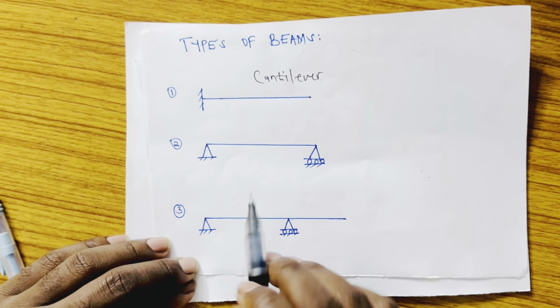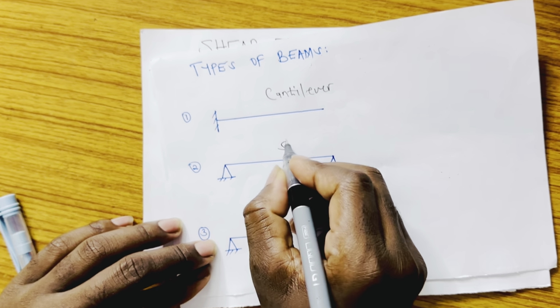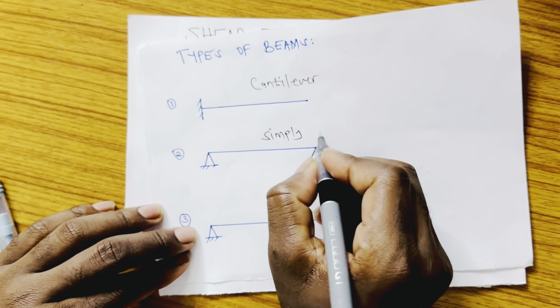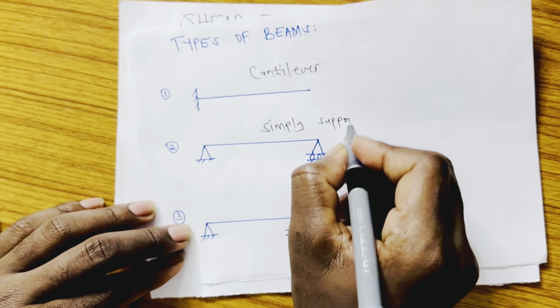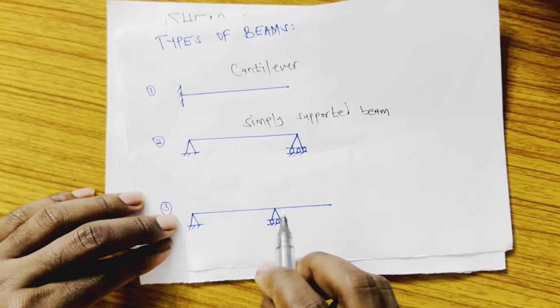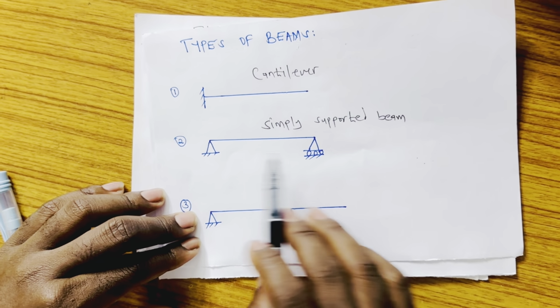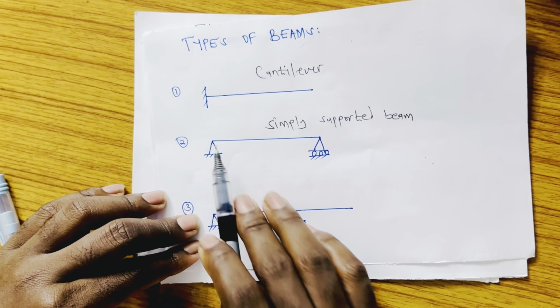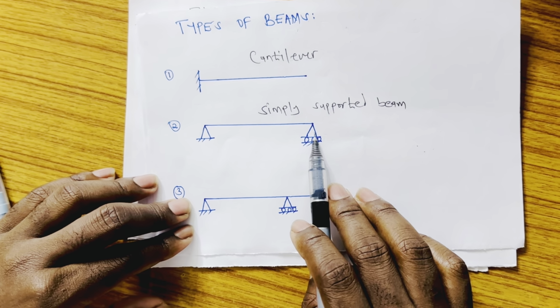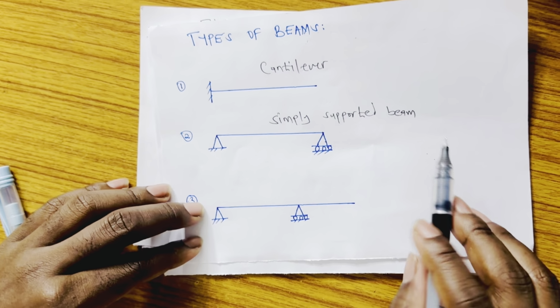Then we go to the next one, which is the simply supported beam. Okay, simply supported beam. So this is simply supported because at both ends we have a support, and this support is, one is a hinge support, then the other one is a roller support. So when you see a support like this, this is what we call a simply supported beam.